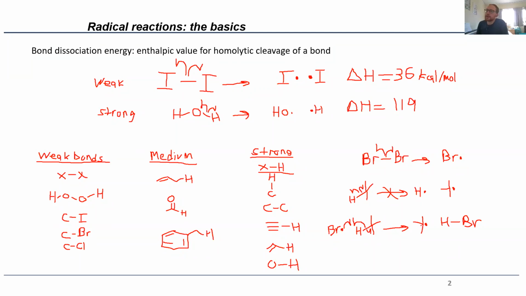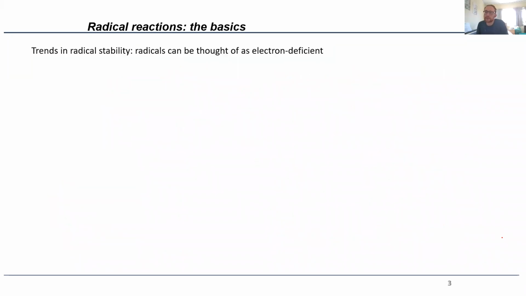Okay, and so the next thing we want to talk about is some trends in radical reactivity. And the way you should think about radical species is that they're electron deficient. They're not a closed shell molecule. They're lacking one electron. And so in that way, you think of them as electron deficient species, right? And so things that stabilize electron deficient species also stabilize radicals. So if you thought about carbocation stability, it's also quite similar to radical stability.